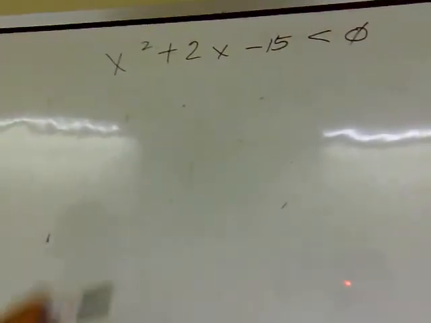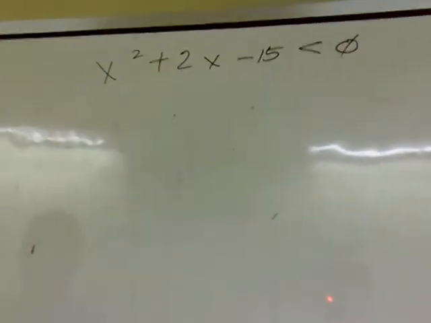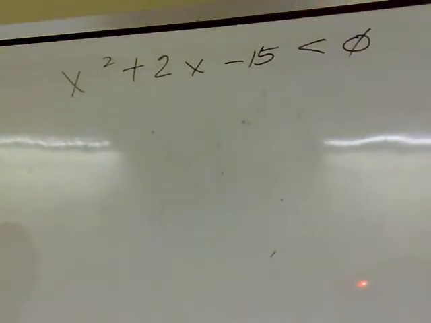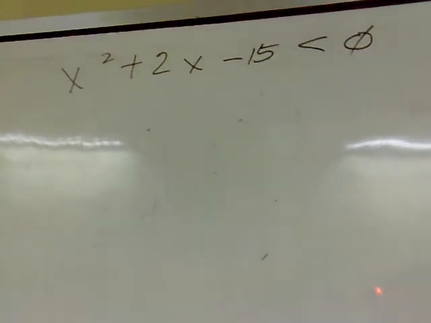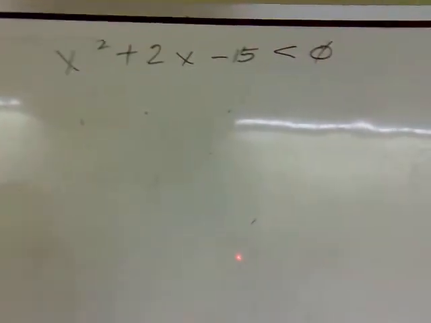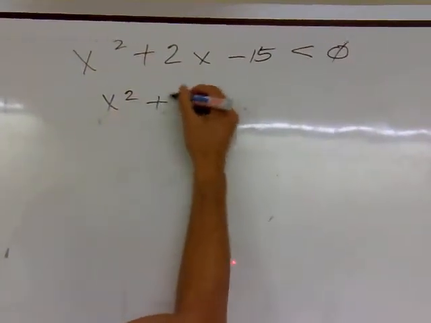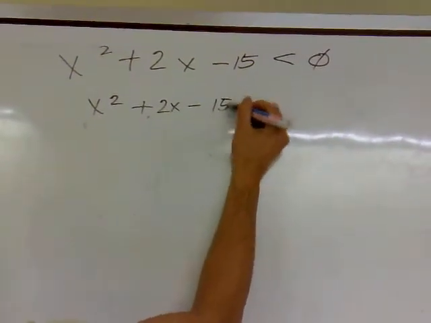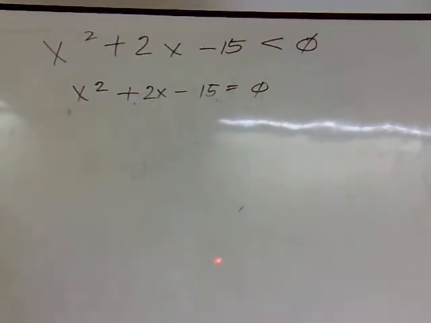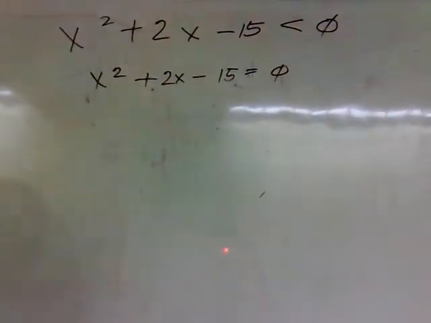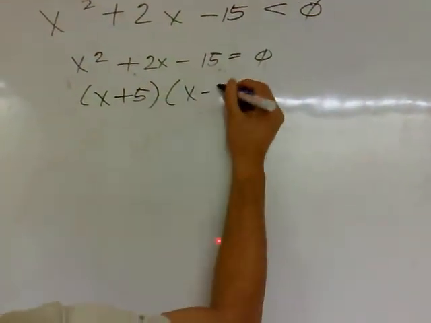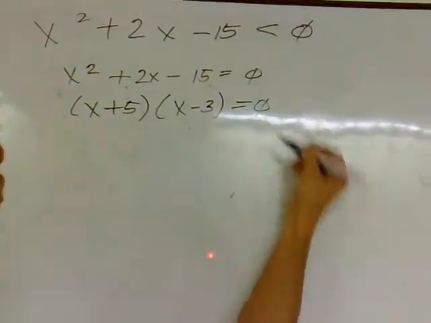Now I have here x squared plus 2x minus 15 is less than 0. To solve this problem, as I said before, treat this as a regular linear equation. I will rewrite the whole thing as is, but change the less than to equals 0. I'm going to go ahead and factor this out. It should be x plus 5 times x minus 3 equals 0.